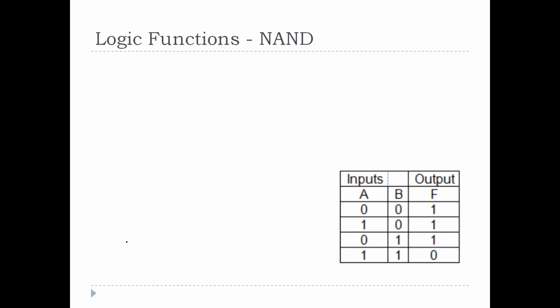For NAND, NAND is just the opposite of AND. In AND, we got an output only when both the inputs are present. Hence, in NAND, we will not get an output only if both the inputs are present. So the logic function for NAND is two normally closed switches in parallel.